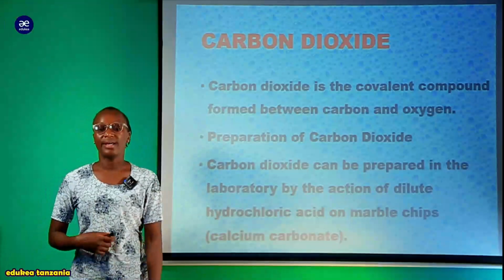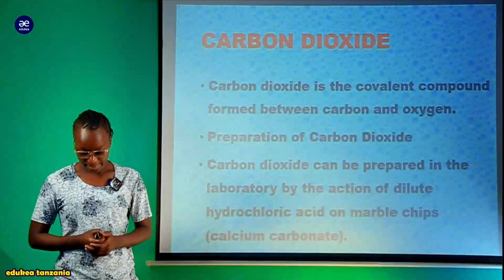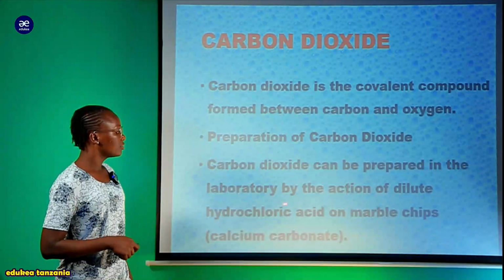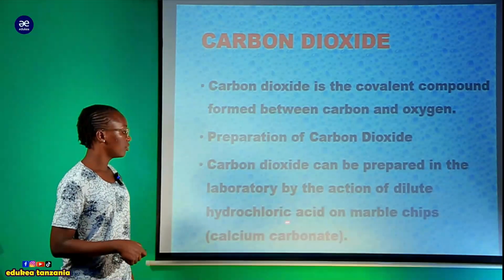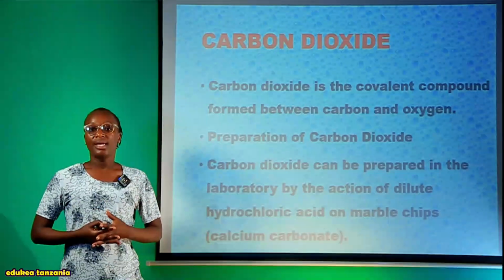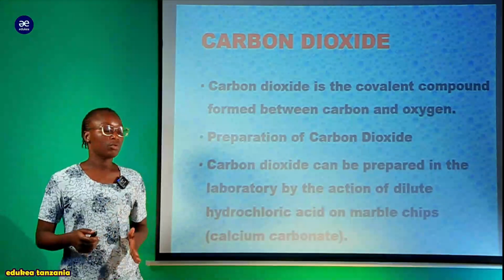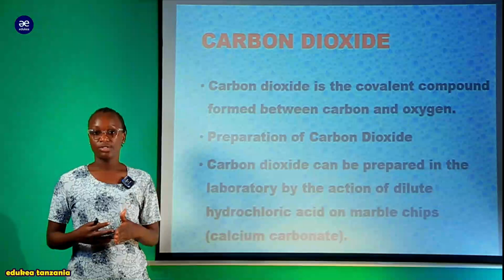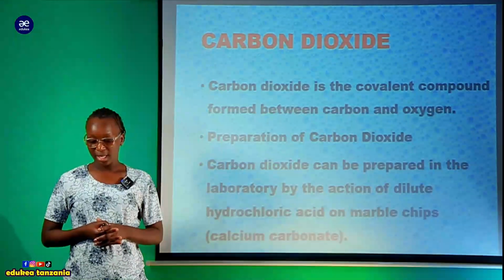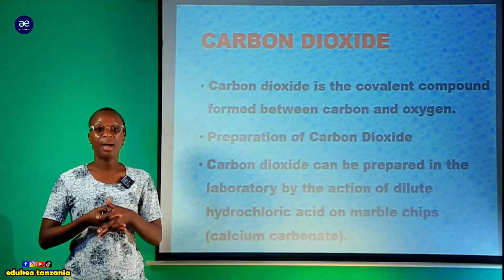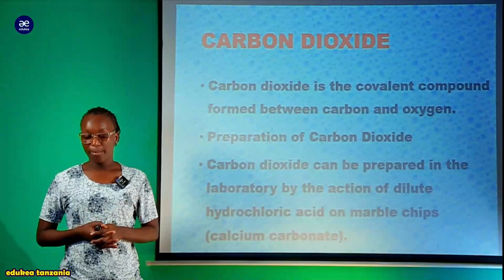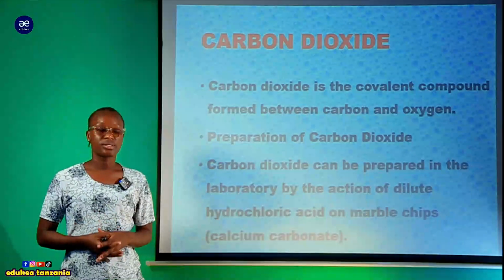Now, how can we prepare carbon dioxide? Carbon dioxide can be prepared in the laboratory by the action of dilute hydrochloric acid on marble chips, ambapo kwenye marble chips it is a chemical name, but normal name tumezoea kutumia calcium carbonate. So in the laboratory, once we react the hydrochloric acid with the marble chips, that is where we are going to prepare this compound, which is carbon dioxide.